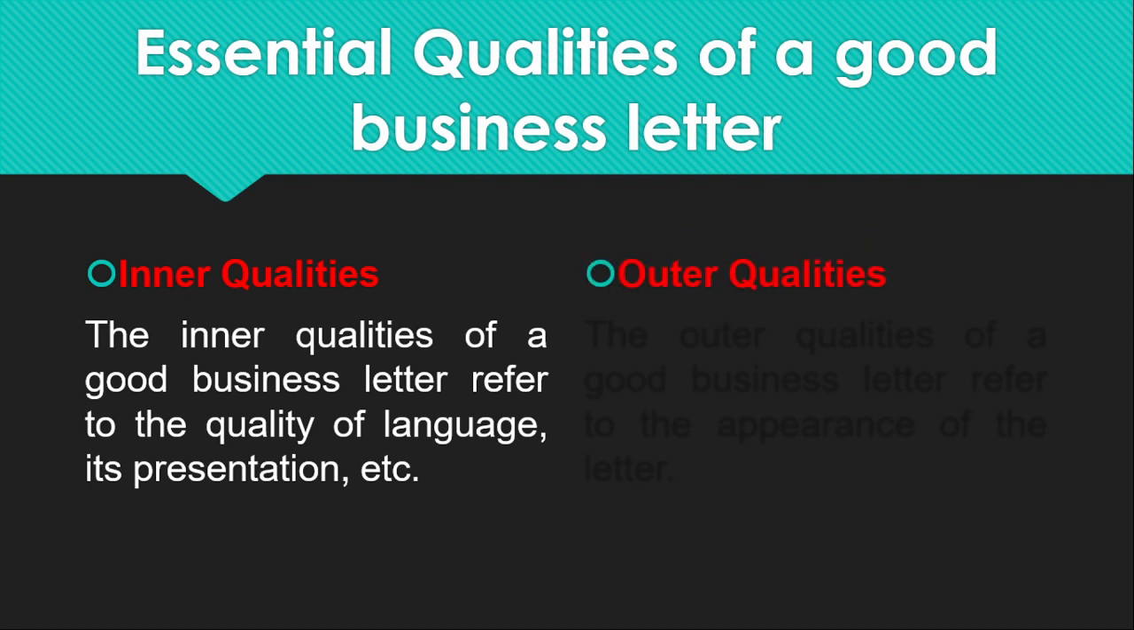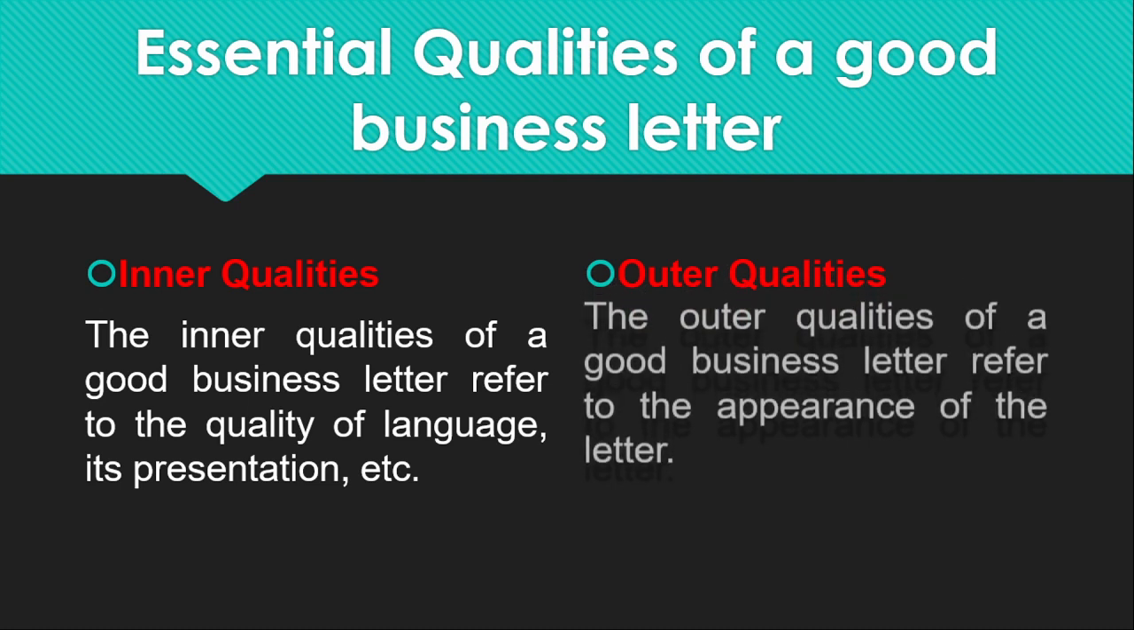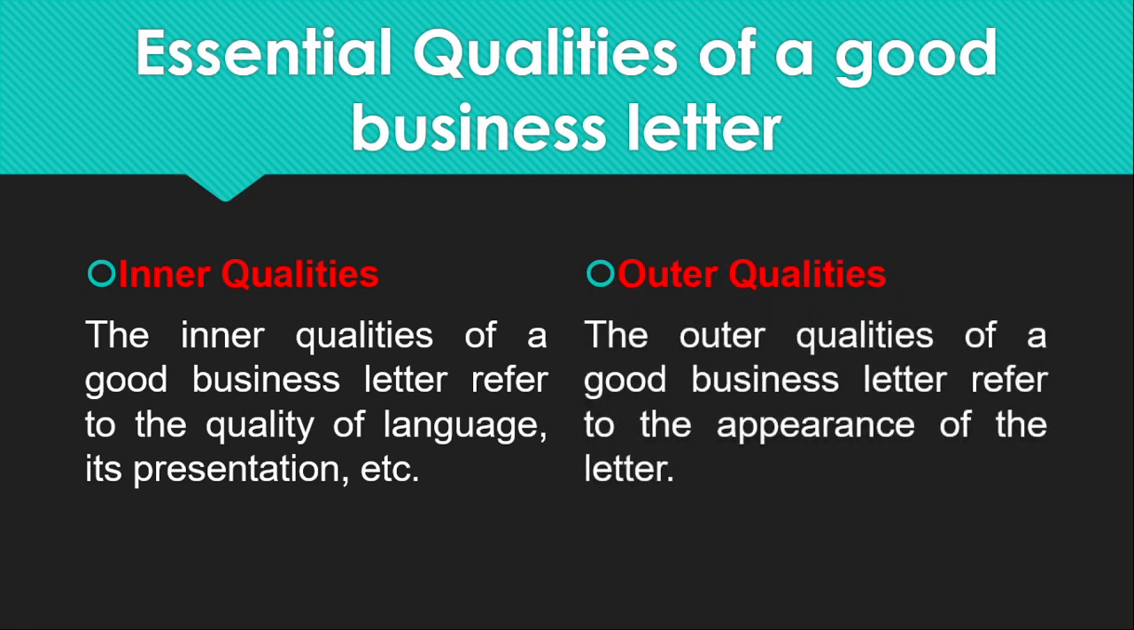Now let's look at the outer qualities. The outer qualities of a business letter refer to the appearance of the letter. Right, so we are talking of the outside part of the letter. How does it appear? We are talking of the quality of the paper itself where you have written your letter. We are talking of the envelope where you have put your letter and so on. Those are the outer qualities of a business letter.